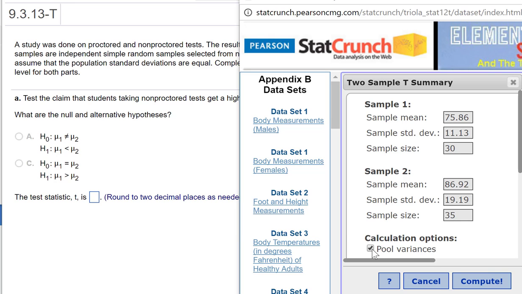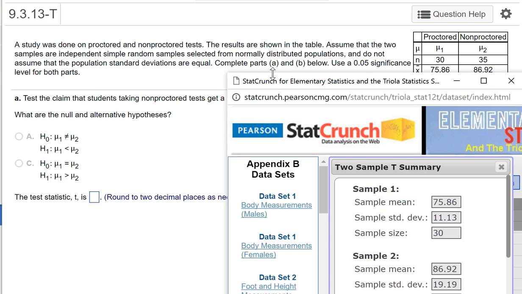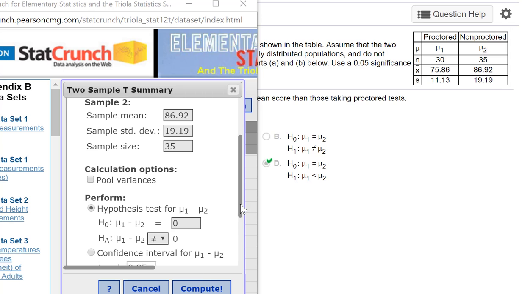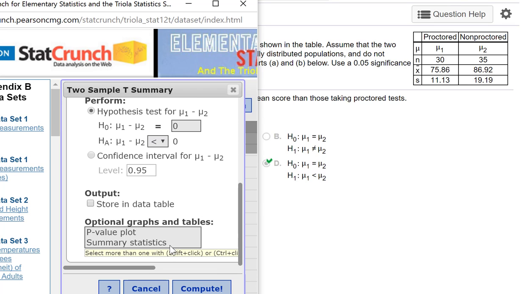Notice it automatically pulls the variances. You'll get slightly different results if we do this, so we generally stay out of the pool, and because it also says do not assume the population standard deviations are equal. Again, in StatCrunch, we've seen this before, they will generally set these to 0. So we're doing a hypothesis test, mu1 minus mu2 equals 0, which is the same as mu1 equals mu2. And then we're doing mu1 minus mu2 is less than 0. All I'm doing is subtracting mu2 from both sides. We already have the summary stats, so let's go ahead and press compute.